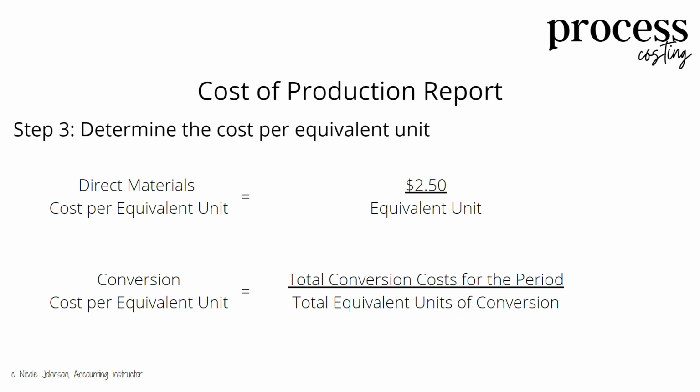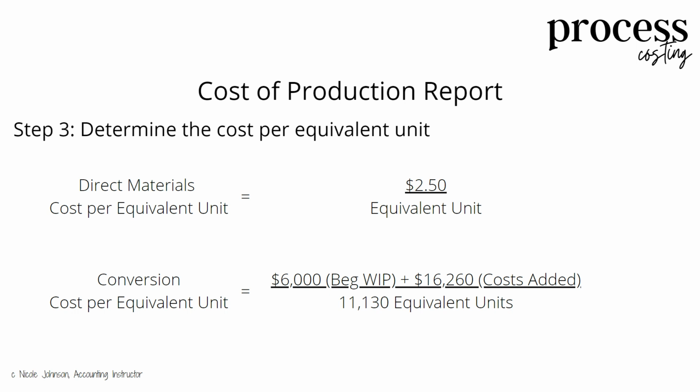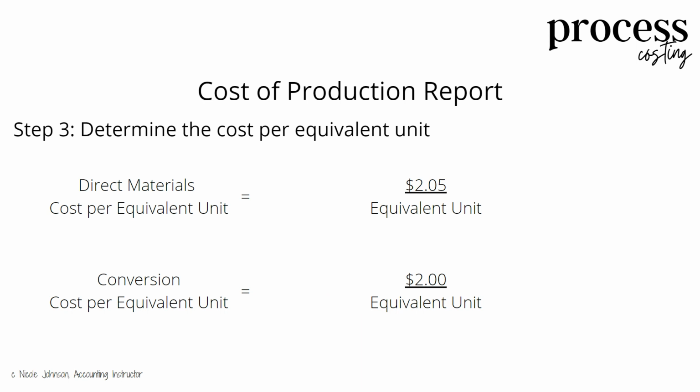For conversion, we'll take the total conversion cost for the period and divide it by the total equivalent units of conversion. So 6,000 in beginning work in process plus 16,260 in costs added, divided by 11,130 equivalent units. This will be $22,260 divided by 11,130 equivalent units, and will come out to $2 per equivalent unit.